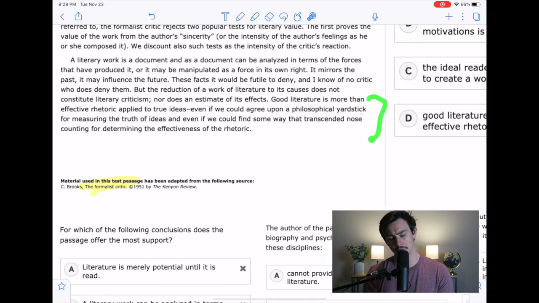Okay, this is really wordy. They're pretty much just saying, good literature is more than rhetoric applied to truth, and she's saying we don't even know what truth is. But if we could agree on what truth was, and we could agree on what is good rhetoric past, I guess nose counting is like popularity. I don't know, this is 1951, so I guess that's what they're saying. It still wouldn't be good enough.